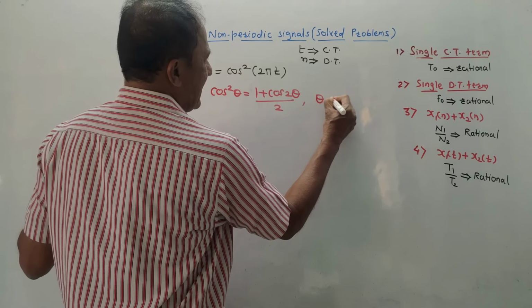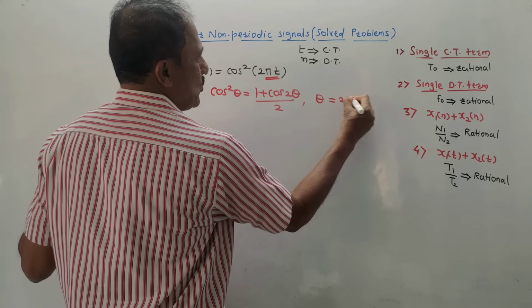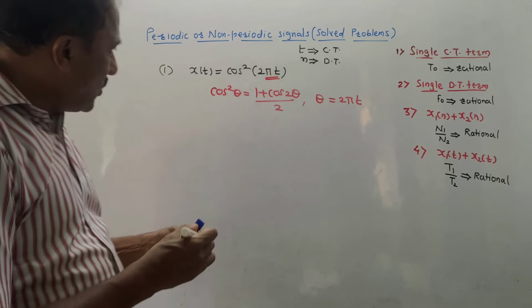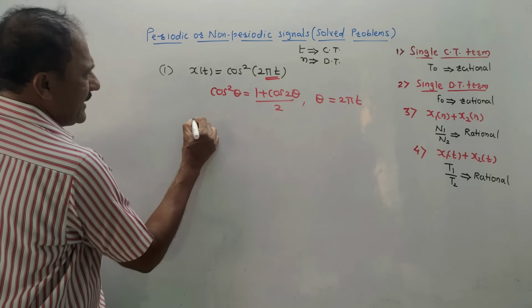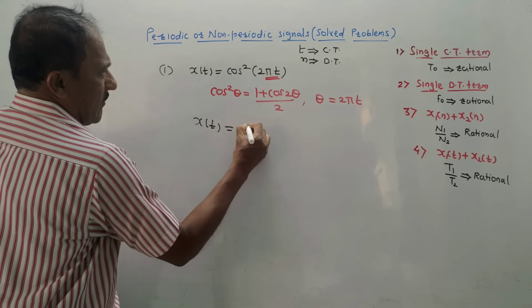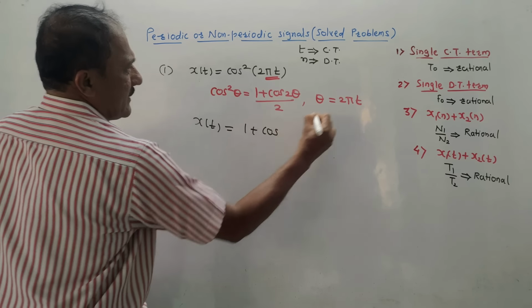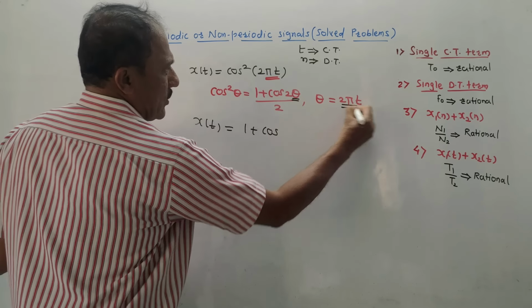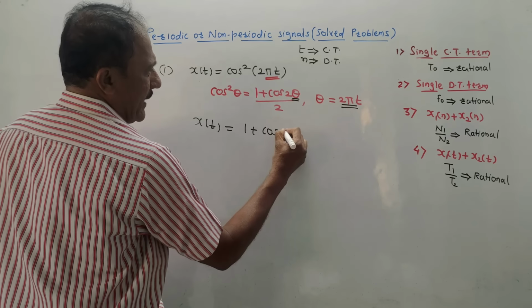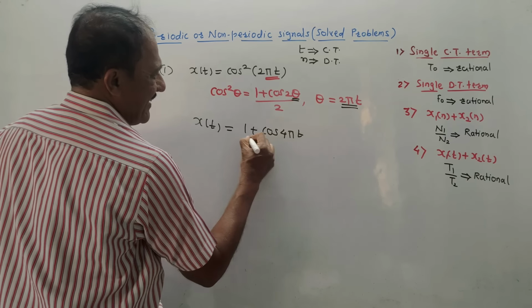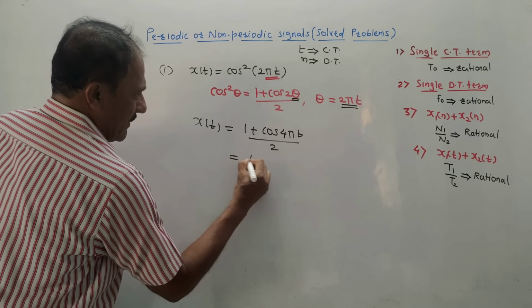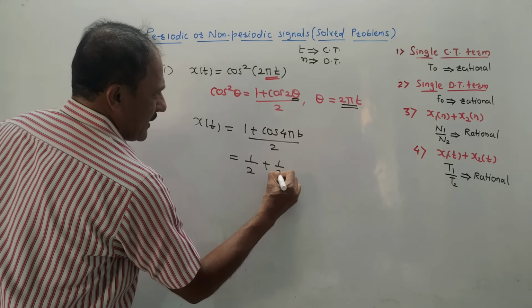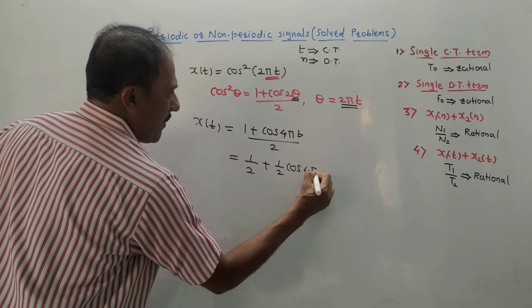In this case, theta means this bracket term, that is 2 pi t. So making use of this identity, I will write the given equation as 1 plus cos 2 theta, where theta is 2 pi t. So 2 into 2 pi t becomes 4 pi t, divided by 2. It can be written as 1/2 plus 1/2 cos 4 pi t.